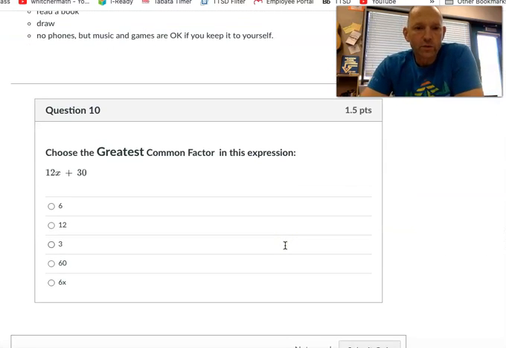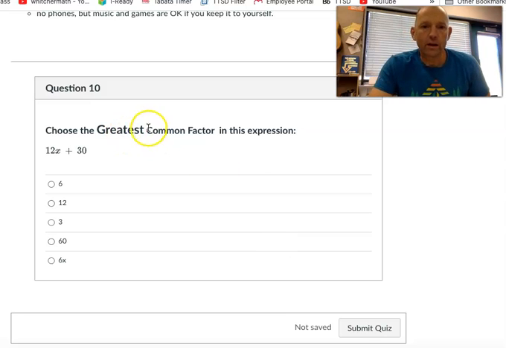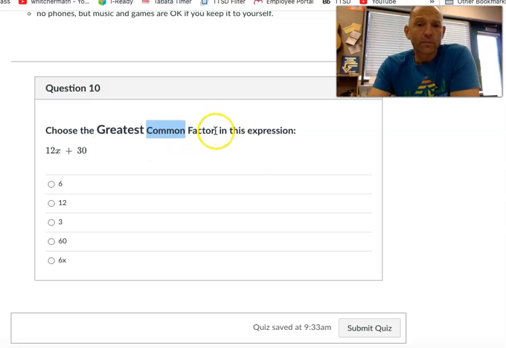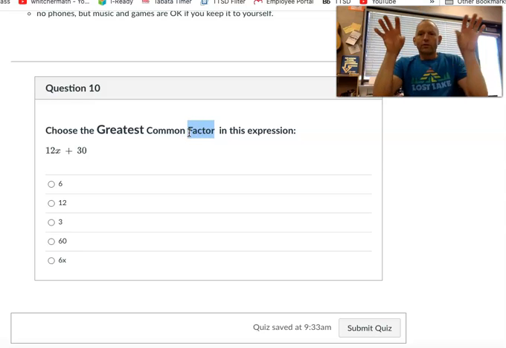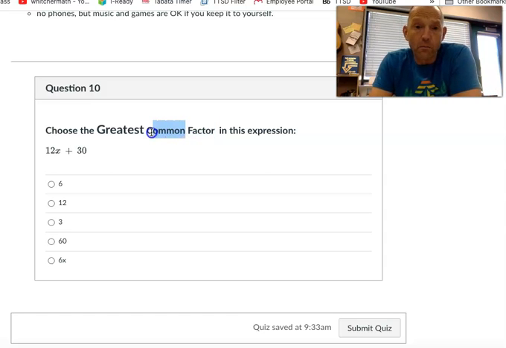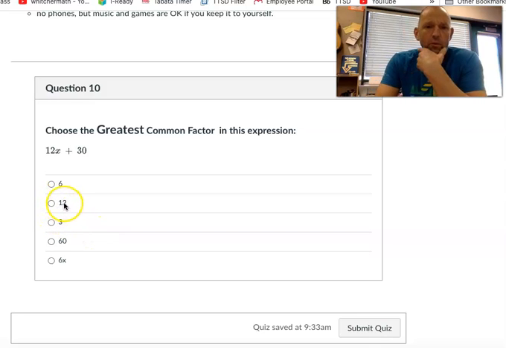And the final question, number 10. Greatest means, of course, largest. And when we're talking numbers, we're just looking for the biggest number. Common means that it fits into both of these terms with multiplication without a decimal or a fraction left over. And factor, as we just talked about on number 9, means it's got to be smaller than both 12x and smaller than 30, but it has to be a factor or multiply into both of them. Common, both. So 12 is the biggest thing we could come up with here.